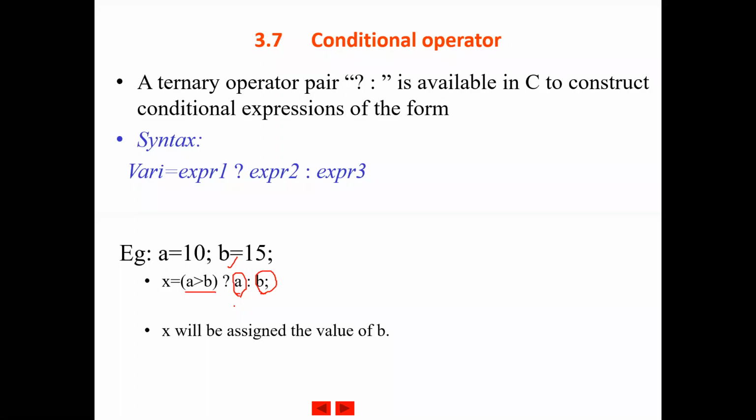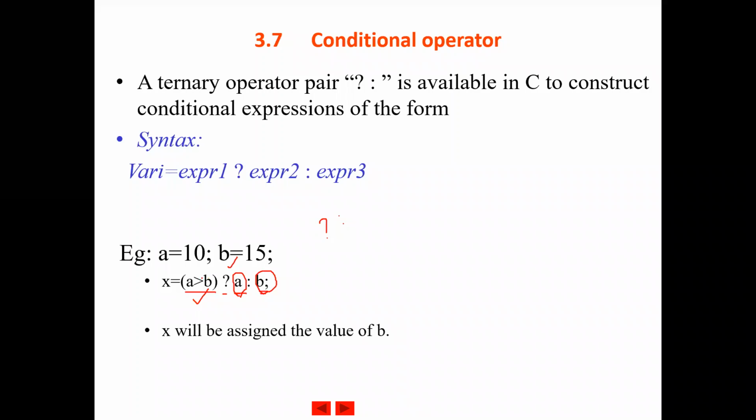So this conditional operator is a ternary operator. That means it needs 3 operands. The first operand is given in the form of a relational expression, A greater than B, which is followed by a question mark to separate. So the conditional operator is in the form of a question mark and colon, which separate the 3 operands. The first operand is a relational expression, the second is the value of the variable A, and the third is the value of the variable B.